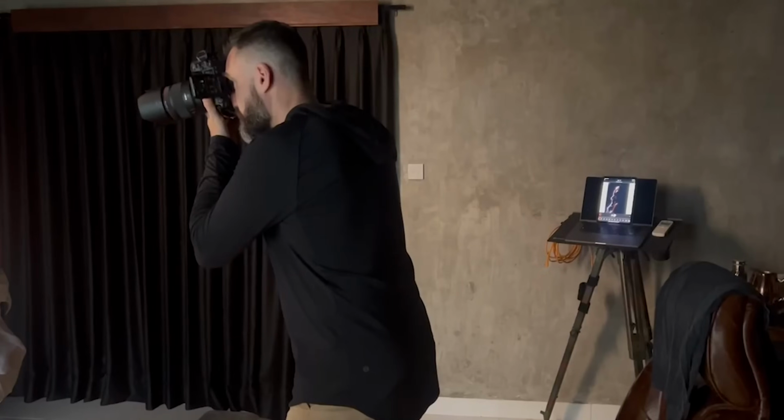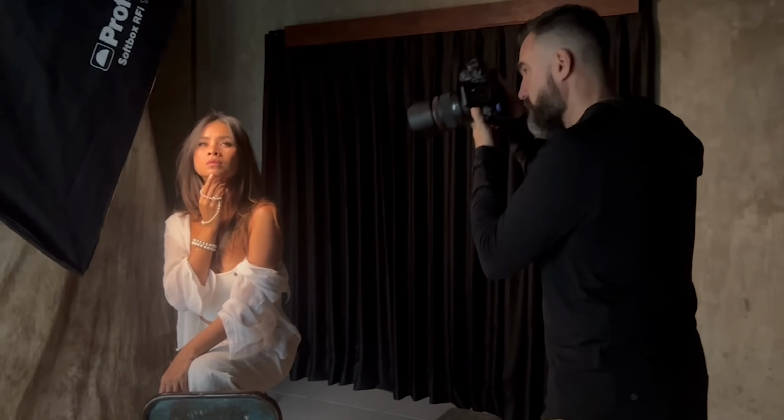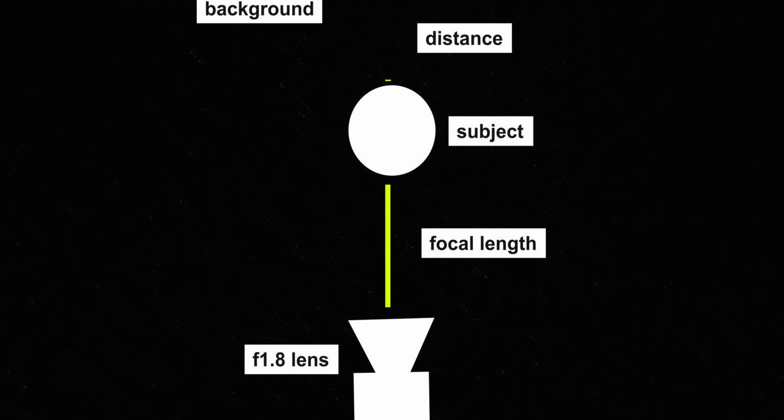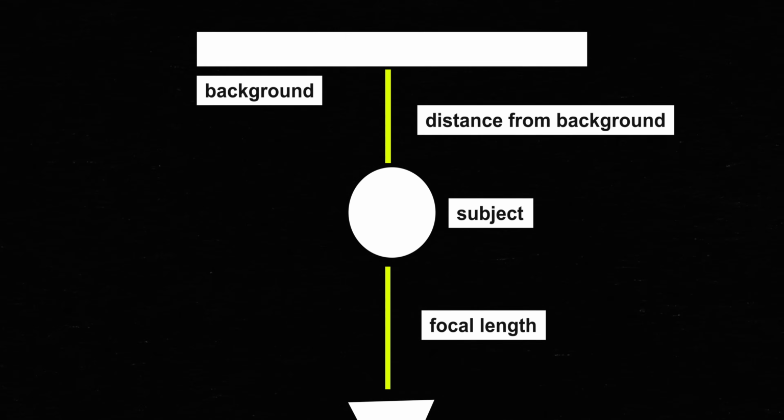To achieve a bokeh effect, you'll need to use a lens with a wider maximum aperture, like f1.8, and position your subject a good distance away from the background. Remember, the amount of bokeh in your photo will depend on several factors, including the aperture, also the distance between your subject and the background, and the focal length of your lens. But that's also for another time, I think.